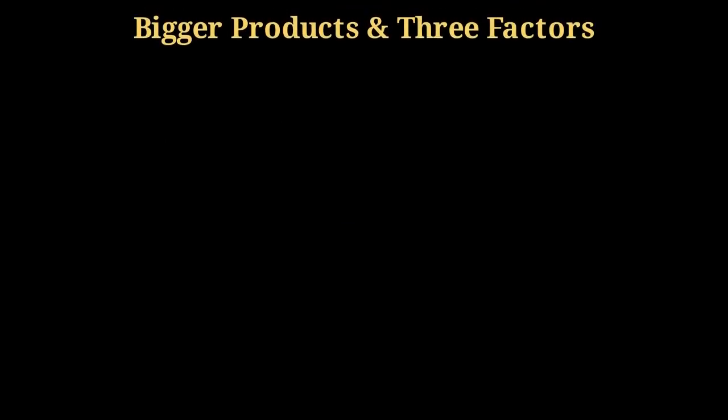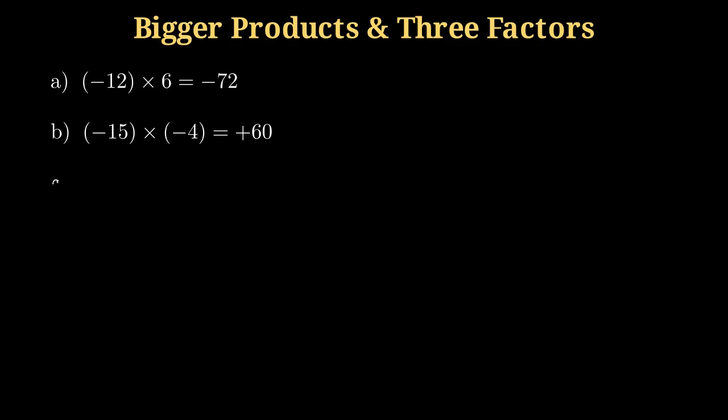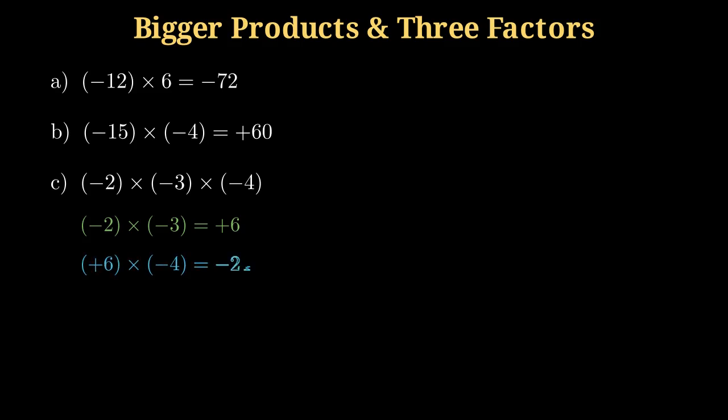The rules don't care how big the numbers are or how many there are. Let's stretch them. A. -12 times 6. 12 6s are 72, different signs, -72. B. -15 times -4. 15 times 4 is 60, same signs, +60. C. Now, 3 factors. -2 times -3, same signs, +6. Then +6 times -4, different signs, -24.